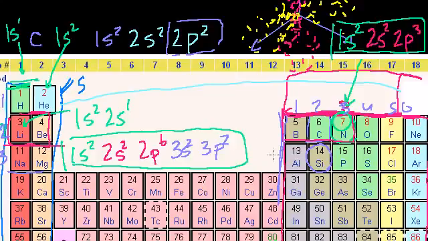So this is the electron configuration for silicon. And we can confirm that we should have 14 electrons: 2 plus 2 is 4, plus 6 is 10, 10 plus 2 is 12, plus 2 more is 14. So we're good with silicon.